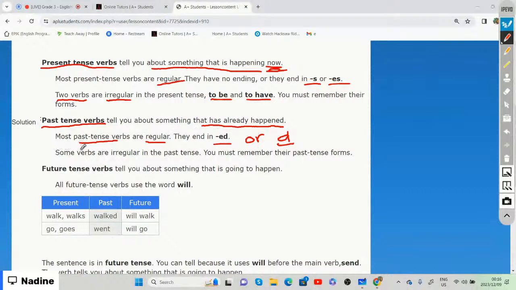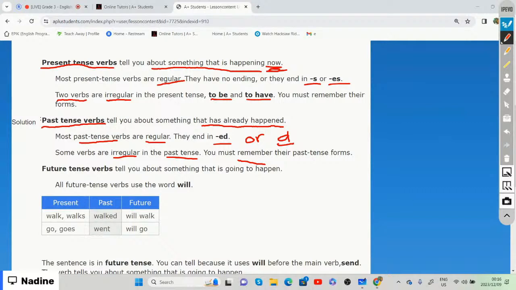And some of the verbs are irregular in the past tense. And remember, I said that if it is irregular, then you're just going to have to remember the past tense form because, like I say, it's like the wording changes, right?